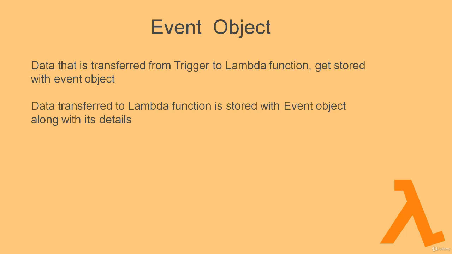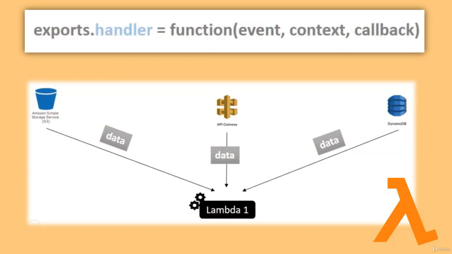The data is stored with the event object. The data that is transferred to the Lambda function is stored in the event object along with the details. Data could be like, if you upload an image or any file to an S3 bucket, the metadata about that file storage could be stored with the event object. If you are working with API Gateway, the API related information, all the RESTful API details, gets stored in JSON format.